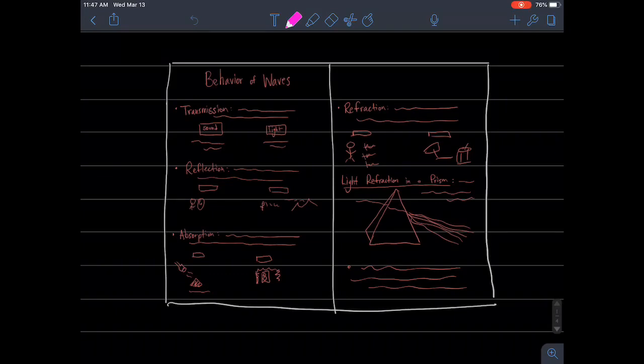What's up? It's time to learn how these waves behave in the world around us. So we'll title these 2 pages Behavior of Waves. You can see we're going to define this idea of transmission, reflection, absorption, and refraction. And I'll also use refraction to discuss what happens inside of a prism and why a prism separates light.